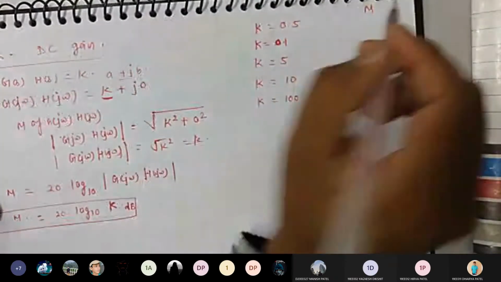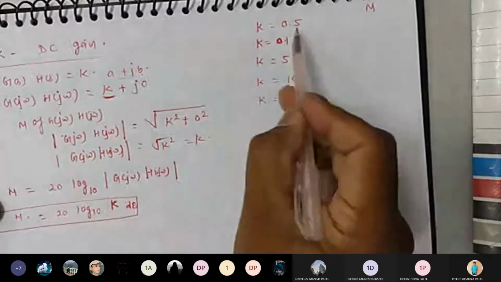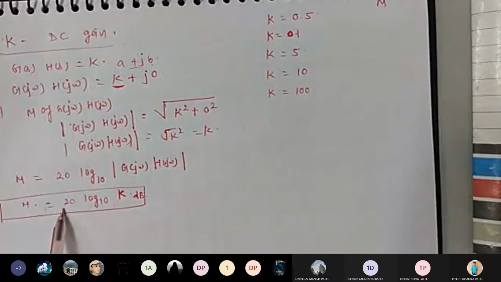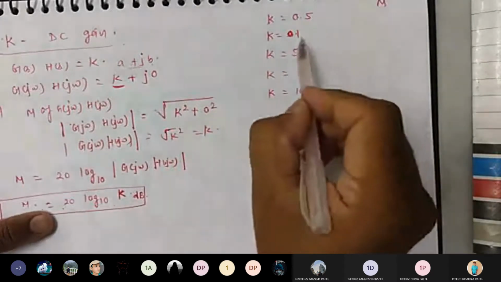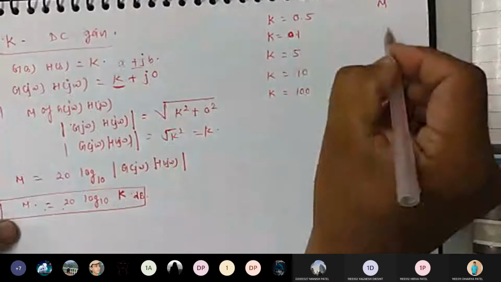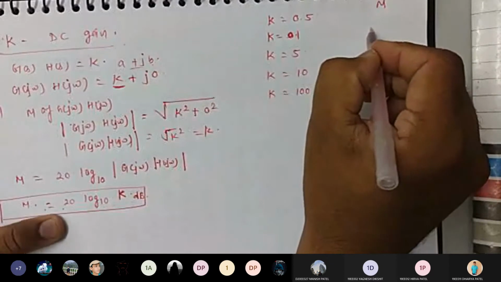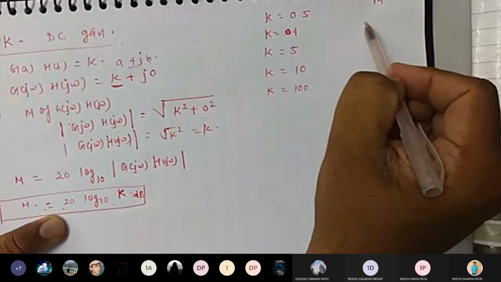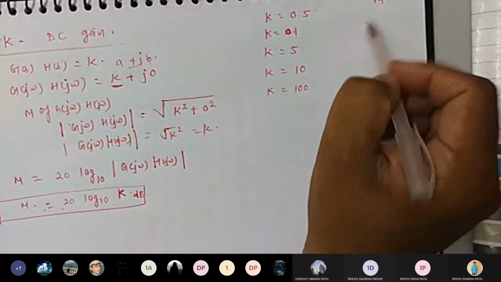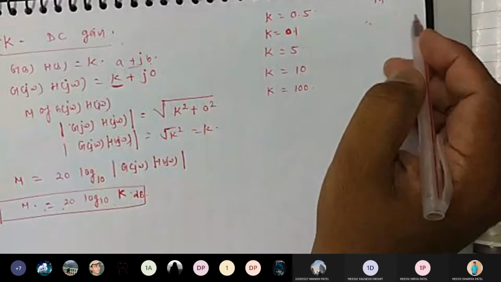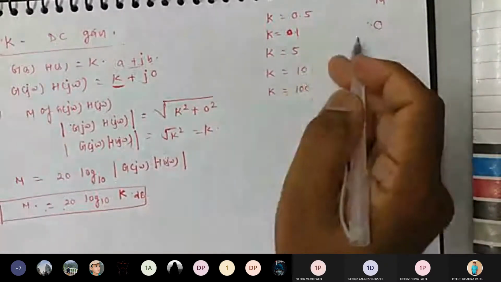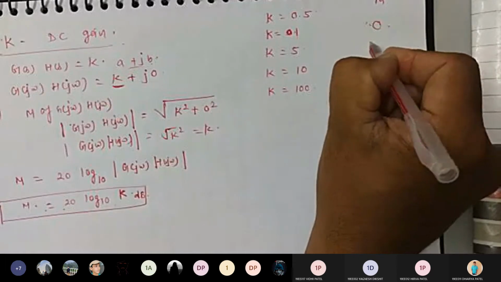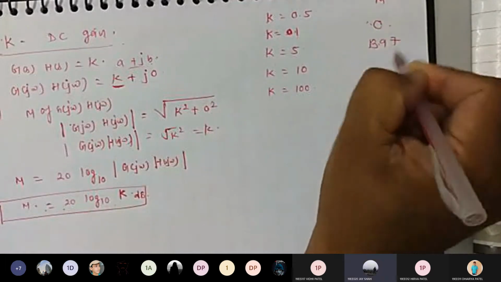What will be the value of M? Put the values of K in this equation and tell me the answer. M is equal to 20 log 10 K. First go for K is equal to 1. What is the value of M? 20 log 10 K, K is equal to 1. M is equal to 0. For K is equal to 5, your answer is 13.97. K is equal to 10.